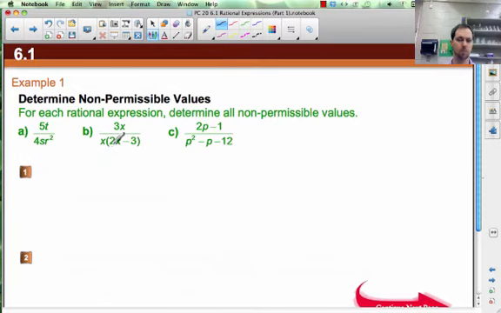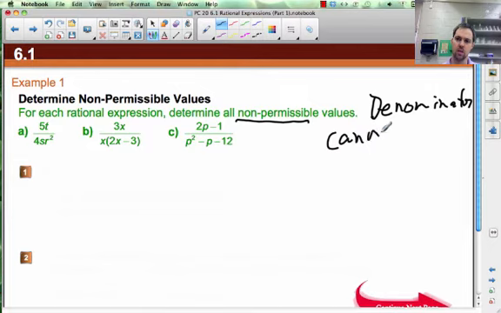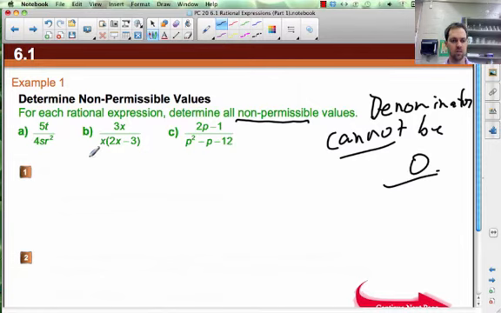Interesting. Maybe, maybe not. For each rational expression, determine all non-permissible values. Now, a non-permissible value comes about because the denominator cannot be 0. Okay? We are not allowed to divide by 0 because it just doesn't make sense.